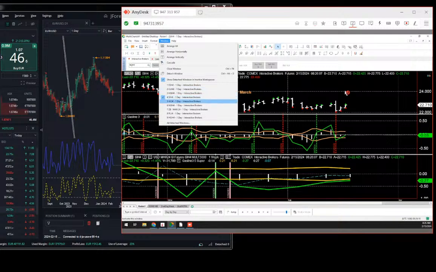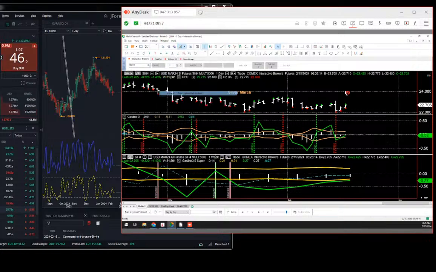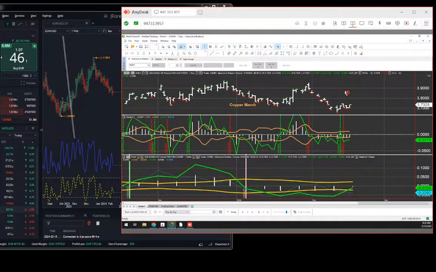Let's check out copper. There it is, copper. And it's in a sell, but it's lifting up. And it's been in that weekly sell since over here. And it tried to climb into the buy and failed. And it's still been in that weekly sell now for 7 weeks.